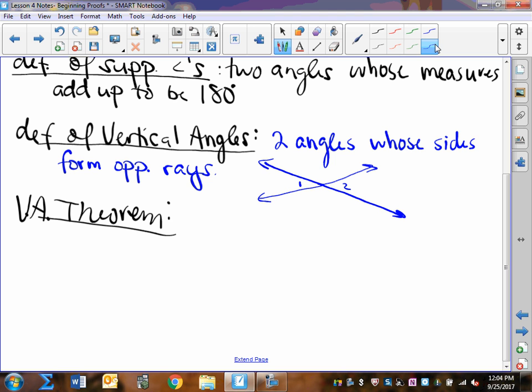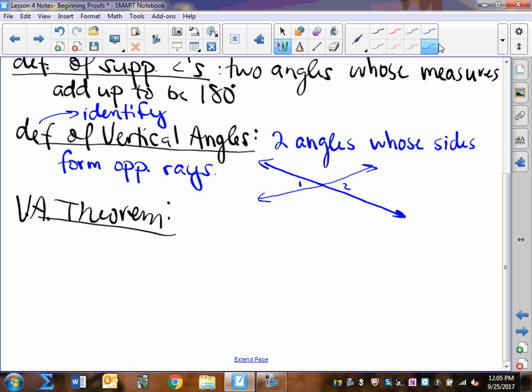So again, this only allows me to identify vertical angles. Does it say anything about their measures? Anything about congruency? Anything more at all? It means nothing more than saying, hey, if you see this, they're vertical angles. Or if someone tells you angle 1 and 2 are vertical angles, you can know it looks like this. But what does the vertical angle theorem tell me?